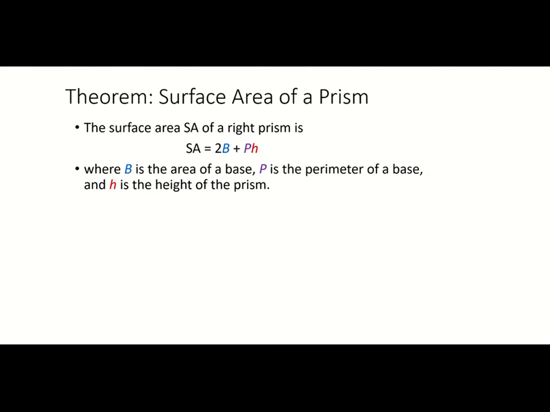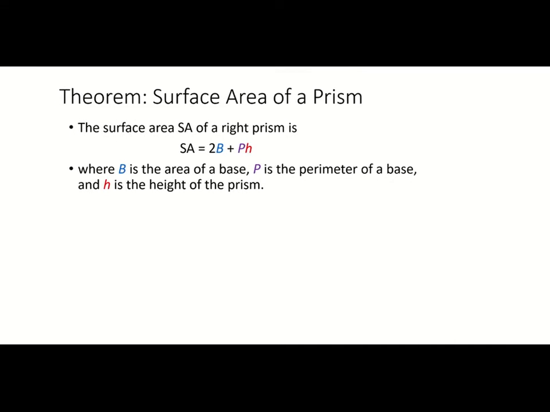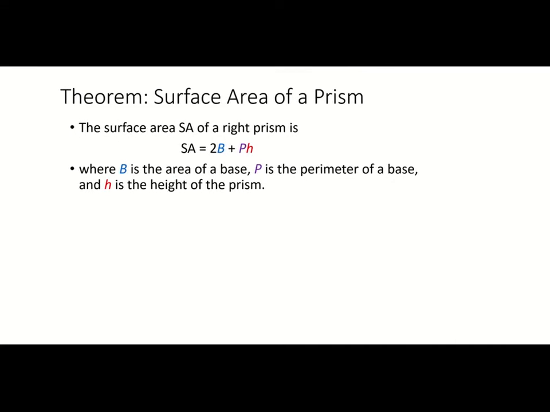And again, just to reiterate, the surface area of any prism, you can find by doing 2 times the area of the base, plus the lateral area, which is found by doing the perimeter of the base times the height of the prism.